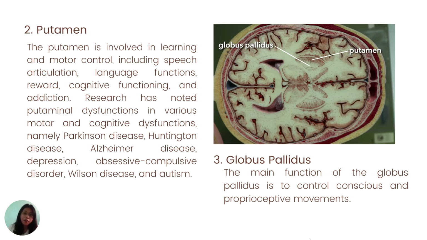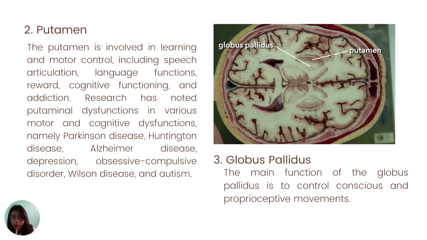Another part in the picture is the globus pallidus. The main function of the globus pallidus is to control conscious and proprioceptive movements. The globus pallidus seems to play a role in maintaining muscle tone throughout the body. When the globus pallidus is damaged, it will result in a condition known as dystonia.